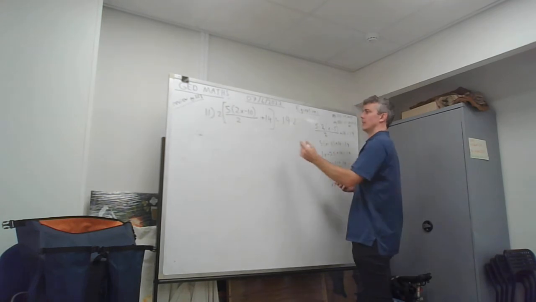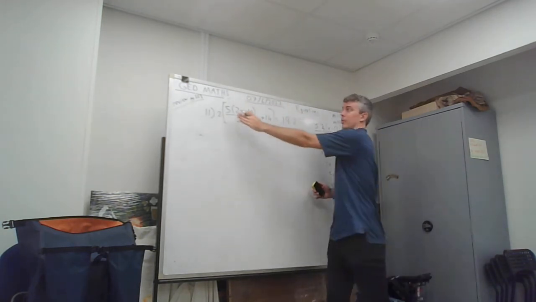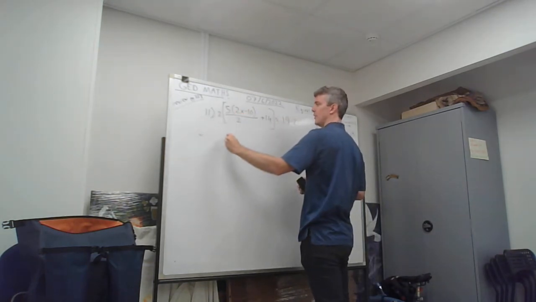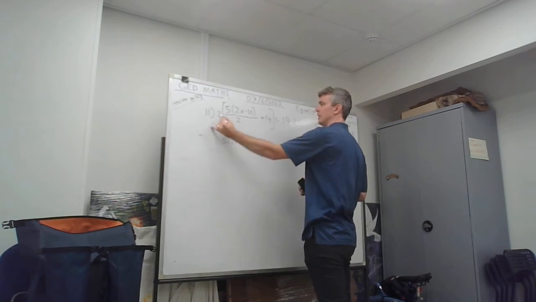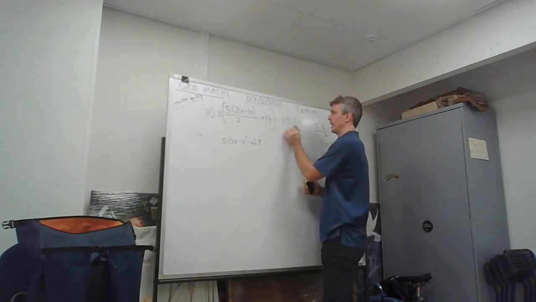Okay, so we multiply this side by 2 and this side by 2. If you do this, you have to multiply the whole thing. So this one is going to cancel, and that'll become 5 times 2x minus 10. And here 2 times 14 is 28. So 19 times 2 is 38.